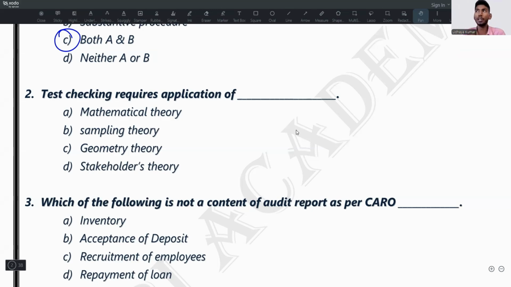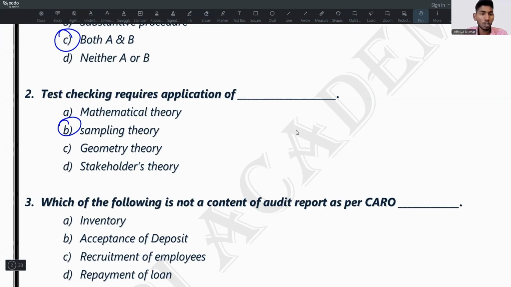For example, if you have 1,000 units of inventory, you are conducting the audit for less than 1,000 units, right? The concept behind test checking is based on sampling theory, which allows auditors to make reasonable conclusions about the accuracy or completeness of financial records without checking each item individually. So the right answer is sampling theory. You may ask about mathematical theory: mathematical theory is too broad and isn't specifically applied in test checking. Geometry theory deals with shapes and space, which is irrelevant to auditing. Whereas stakeholders theory relates to corporate governance and stakeholder management and not the auditing process. So the right answer is sampling theory.